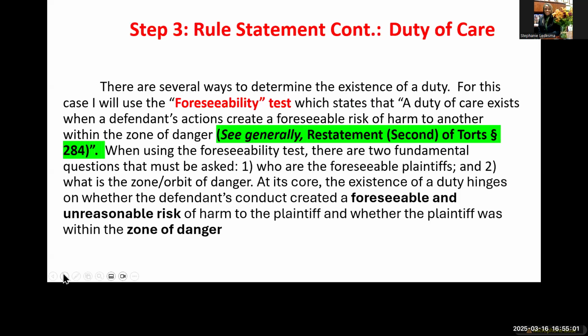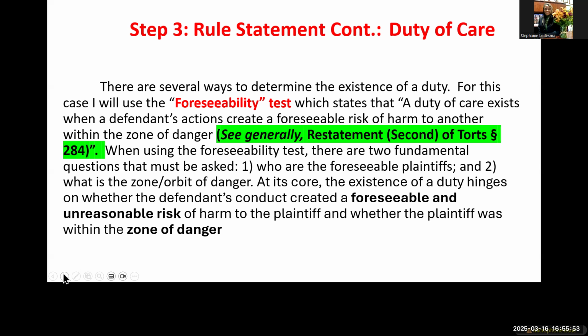Okay. Now, rule statement continued for the duty of care. Why do I add to my rule statement when I've already given the definition of negligence, the blanket rule for negligence, and the specific rule for duty? Well, because in this continuation of my rule statement, I am identifying for my reader the test that I'm going to use to answer the question about whether or not there's a duty.